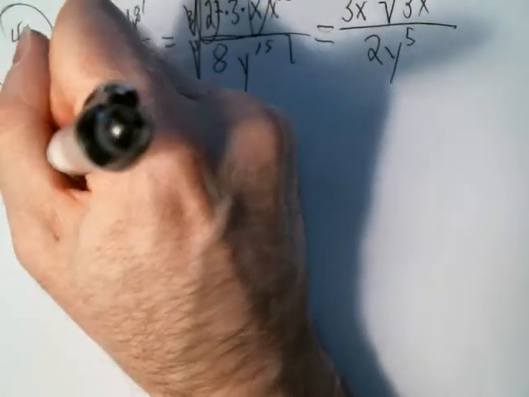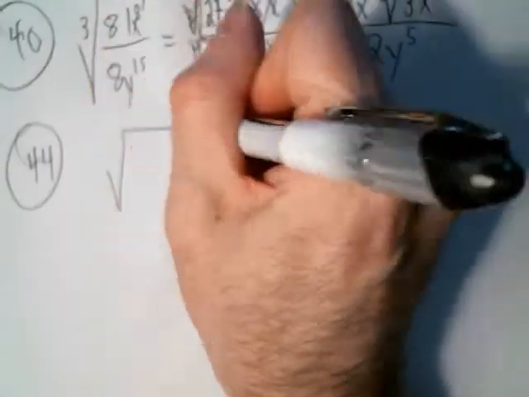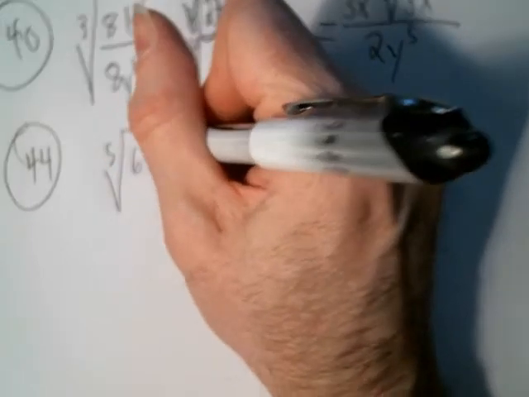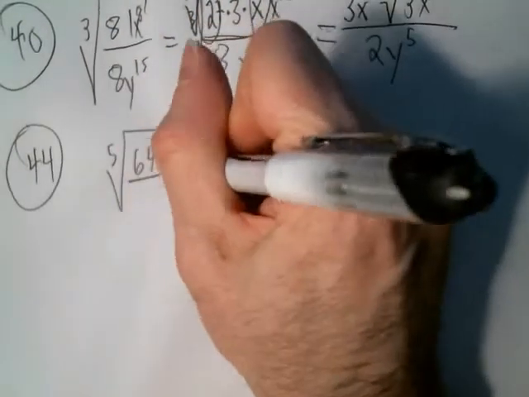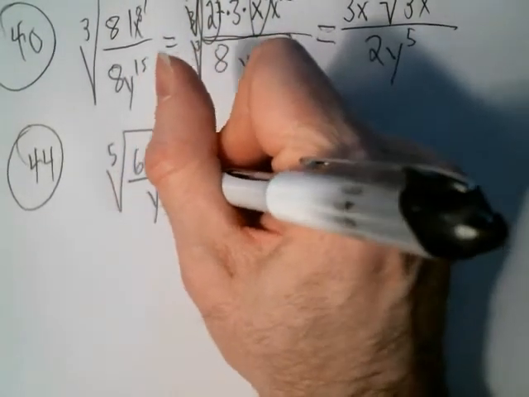It's 44. We have the 5th root of 64x to the 14th all over y to the 15th.